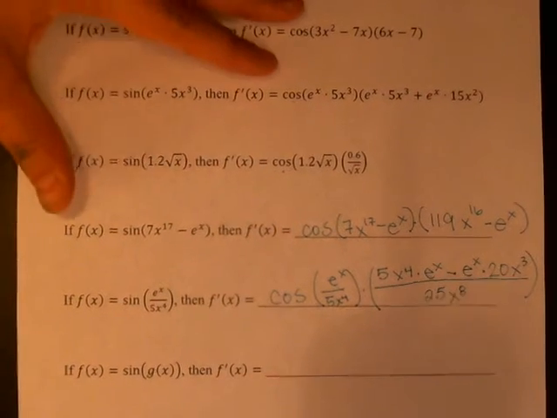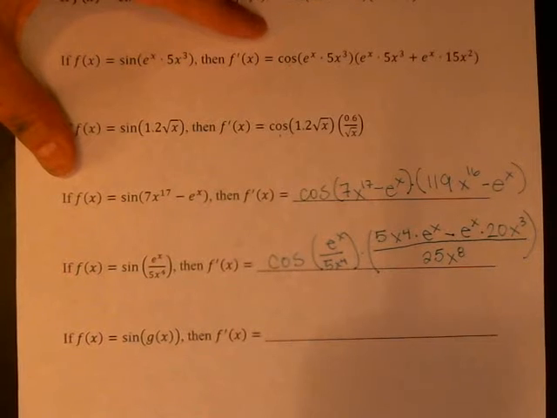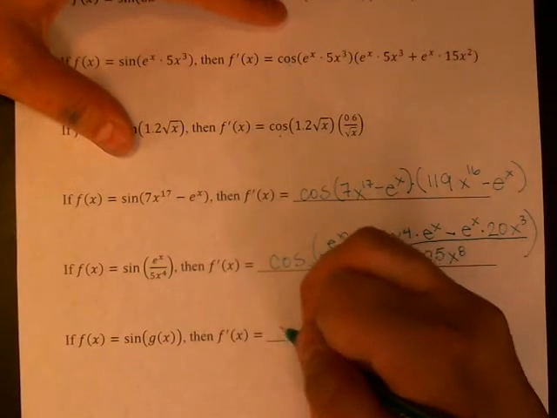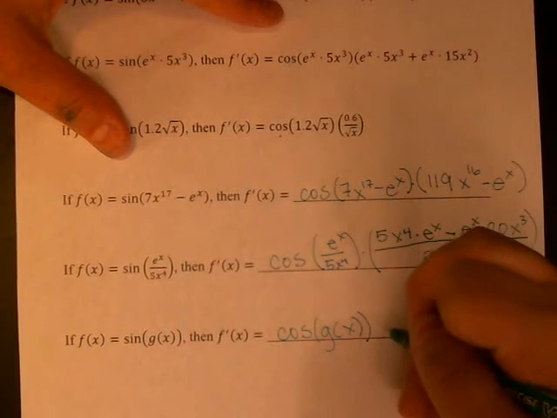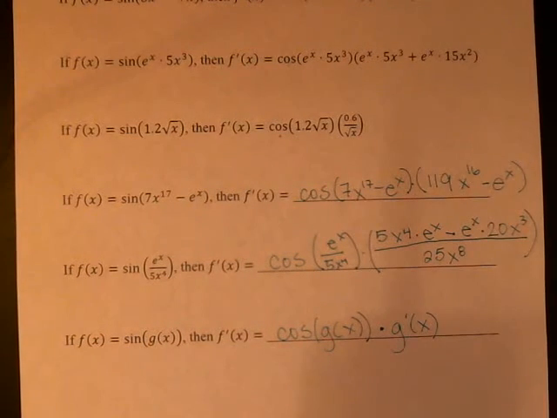Okay, and then the last one is just asking again for you to generalize. So in general, what do you think the rule is if you have the sine of a function? So again, we know what to do if we have plain old sine of x. The question now is, what if it's not just x in there? And the answer is you should get cosine of that exact same function multiplied by the derivative of your inner function. Okay, so there's page 2.